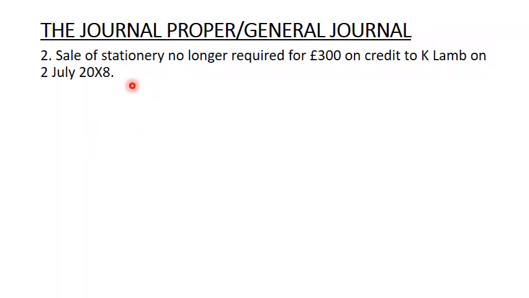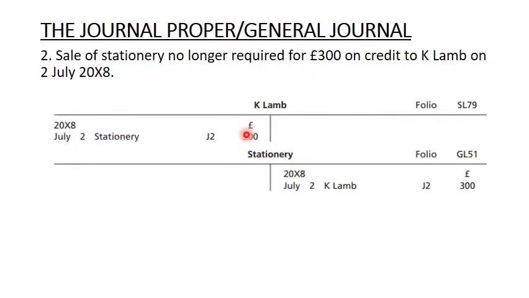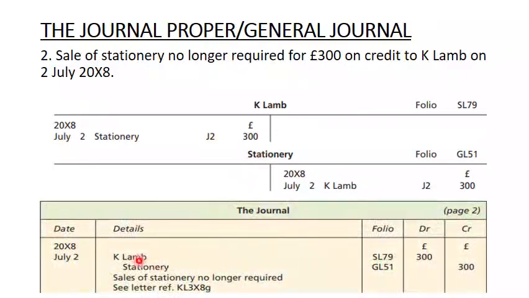So we have two accounts just like before, and the double entry for the two accounts has to be done. The two accounts are Kellam and stationery. Stationery is going to give away, Kellam is going to receive, right? Then the journal is going to do the same just like before. We're going to have Kellam receiving, stationery giving. Remember to always start with the account that is receiving. Then a narration here: sale of stationery no longer required. Then you are done.